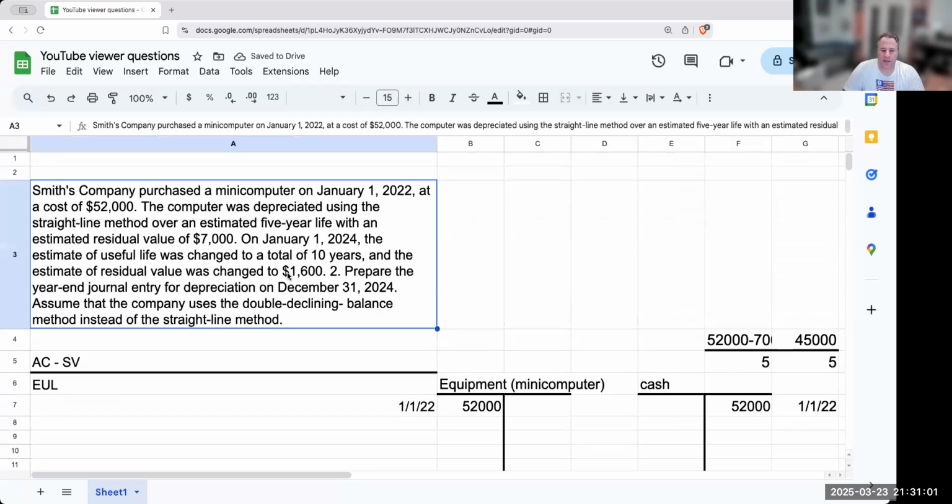Now, on January 1st, 2024, the estimate of the useful life was changed to a total of 10 years, which, by the way, for a mini computer is probably never going to happen, but it was changed to a total of 10 years.